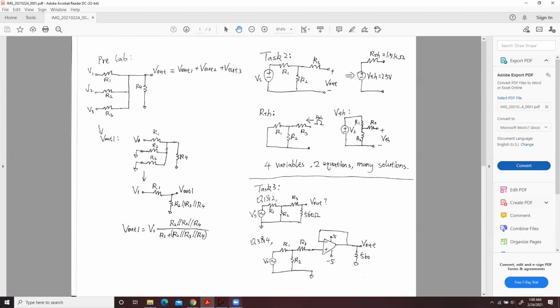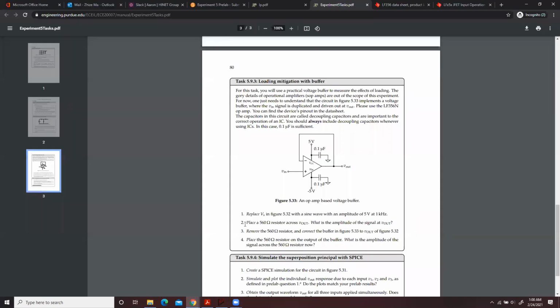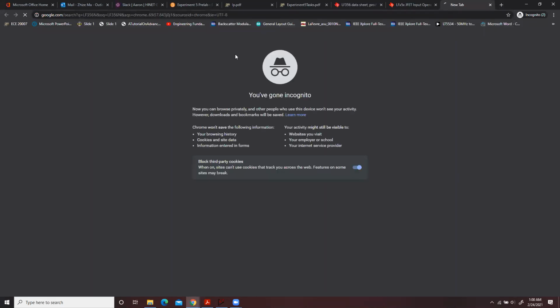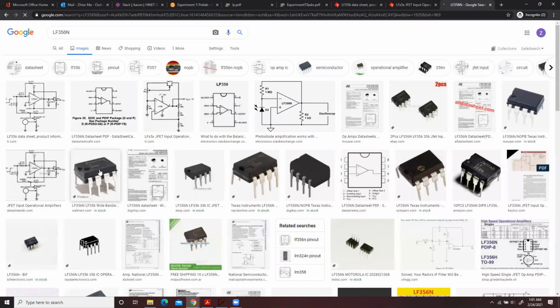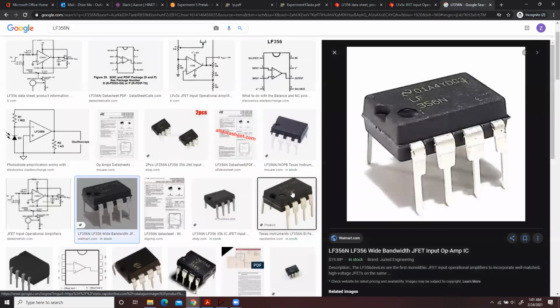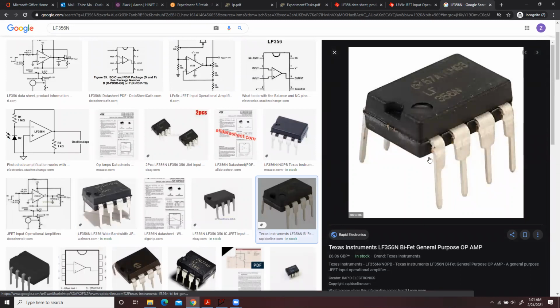Then in question 3 and question 4, you're going to build this circuit, the buffer circuit. How you can build the buffer is based on this LF356N chip. What this chip looks like, let me Google this. It's something like this. You can find this in your lab kit.